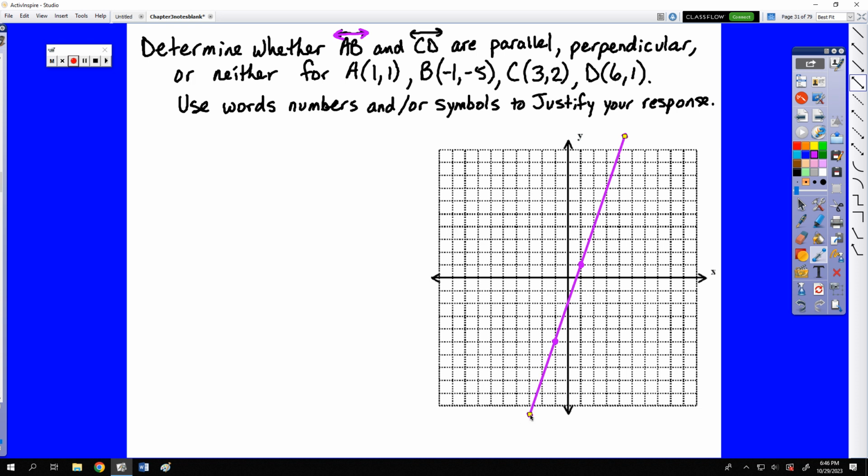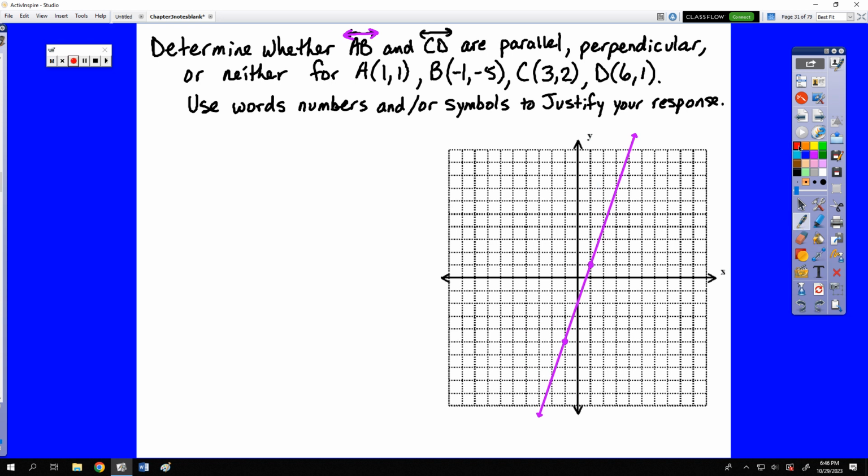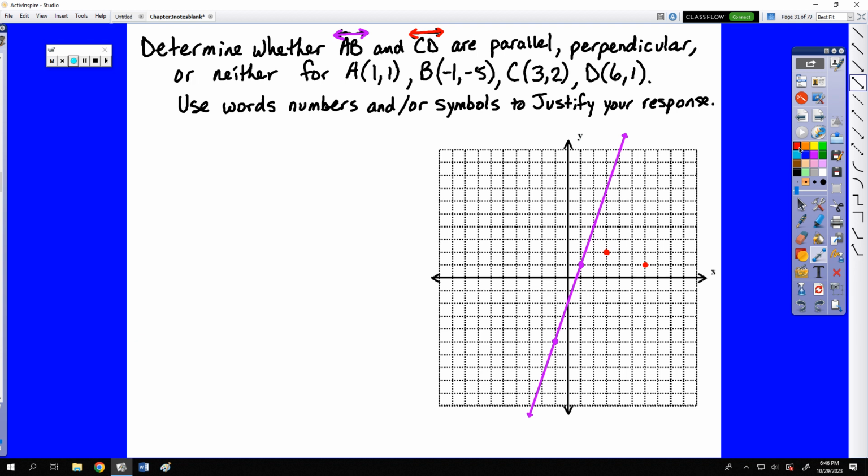All right, then we have our other line, which is line CD. Line CD passes through the points 3, 2, which is right 3 and up 2, and the point 6, 1, which is right 6 and up 1. So that line would look like this.